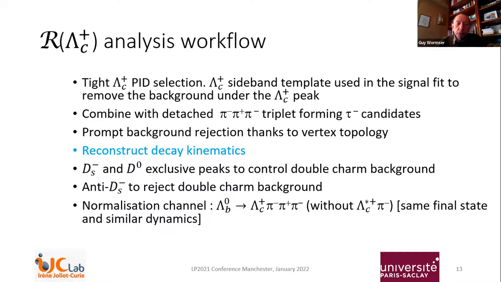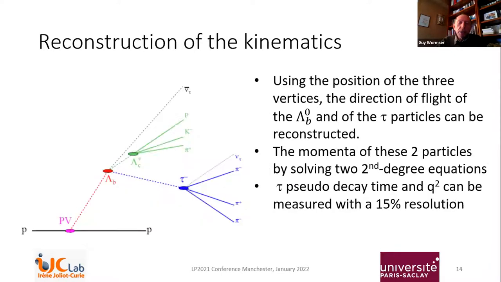So then we need to reconstruct the kinematics of the decay. We have two neutrinos present in this decay, but we have two lines of flight. We know the line of flight of the lambda B by joining the primary vertex to the lambda B vertex, and we know the tau line of flight by joining these two vertices. So then we are left with an equation of second degree, which can be solved with up to a twofold ambiguity. We take the average of each solution, and we can reconstruct the momenta, the decay time, and the Q square with a 15% resolution.